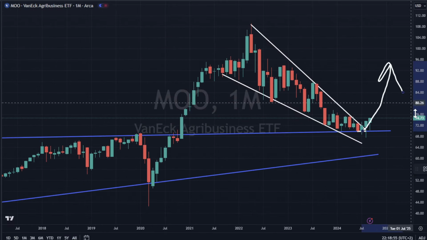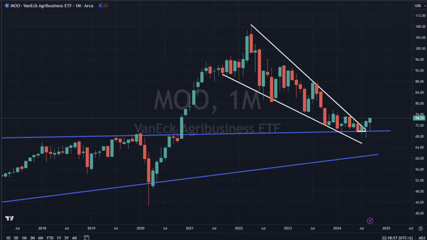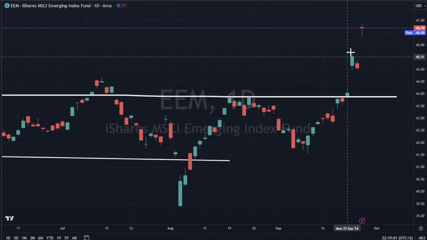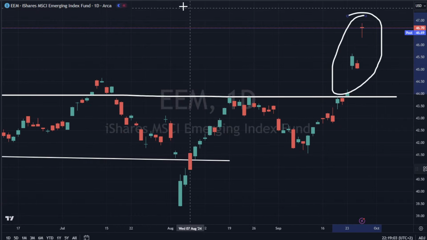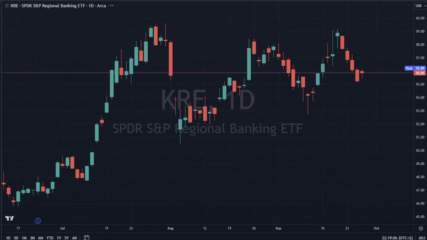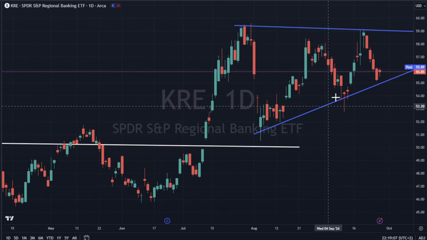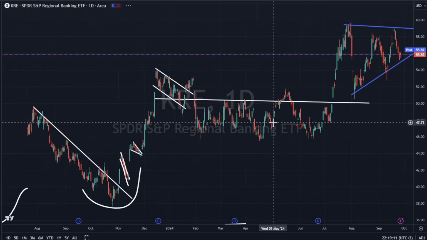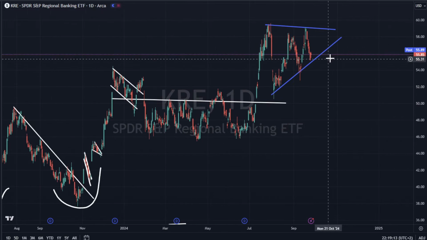Fertilizers were ripping it today, but that looks good. We've got emerging markets up quite a bit, 3.66%. That's what I like. Big gap there. We've got KRE, which is the regional bank ETF, still in the pattern I drew a long time ago. Still squeezing up.